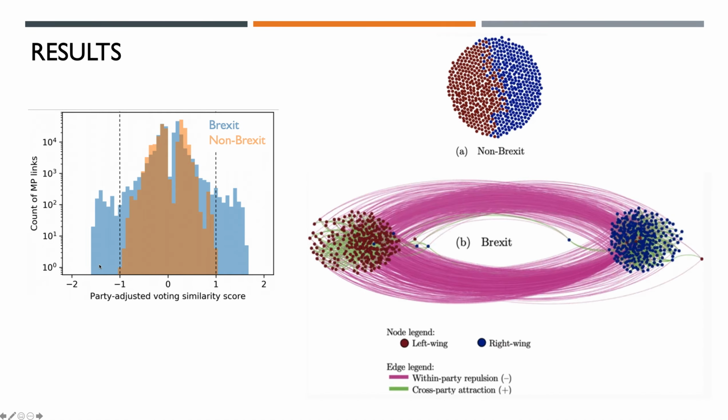That coincides with the network visualization that you see on your right. On the top graph for the non-Brexit divisions, the lack of edges indicate that MPs vote perfectly along their ideological expectation. While in the bottom graph for the Brexit divisions, there is significant interaction between the left wing and the right wing, with some nodes even crossing to the other side.